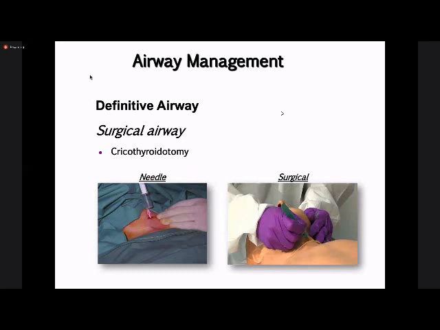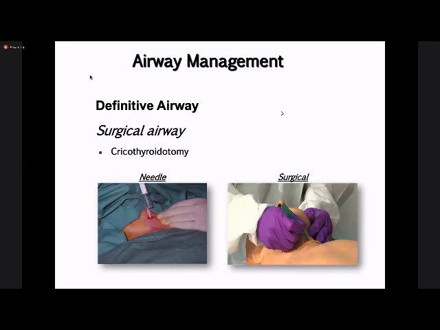It shows you how to do a needle and a surgical cricothyroidotomy. It's a very simple maneuver which you can do within a few seconds. Anybody should be able to do this maneuver within a few seconds and establish an upper airway with minimum bleeding and complications. Whereas if you try to do a tracheostomy, it's a far more complex procedure.